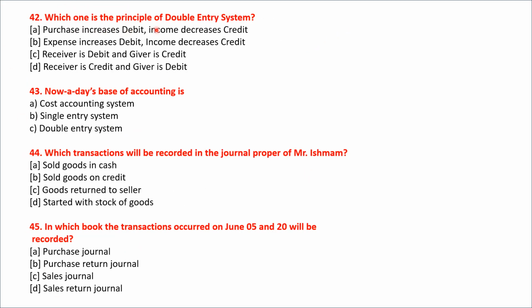which one is the principle of double entry system? Purchase increases debit, income decreases credit, expense increases debit, income decreases credit, receiver is debit and giver is credit. Receiver is credit and giver is debit. So इसका correct answer होगा option C. Receiver is debit and giver is credit. Okay. अगला question देखते हैं.